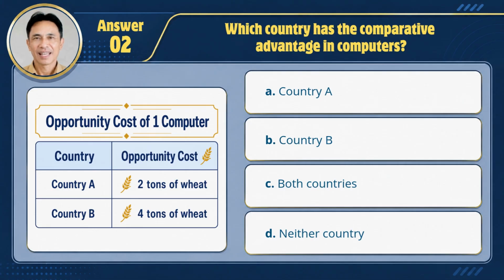If you said country A, you are absolutely correct. Comparative advantage belongs to the producer with the lower opportunity cost. Country A gives up only 2 tons of wheat to produce 1 computer, while country B gives up 4 tons. Therefore, country A has the comparative advantage in computers.